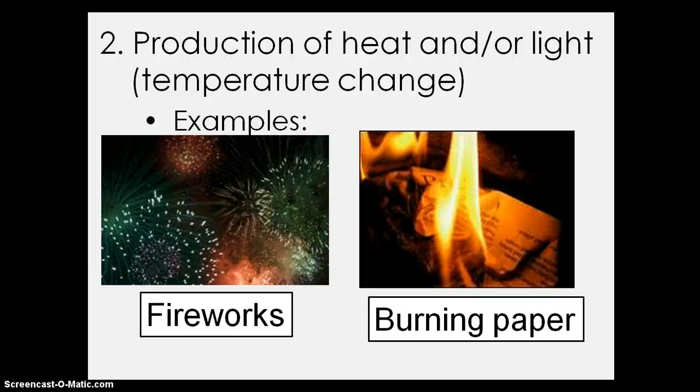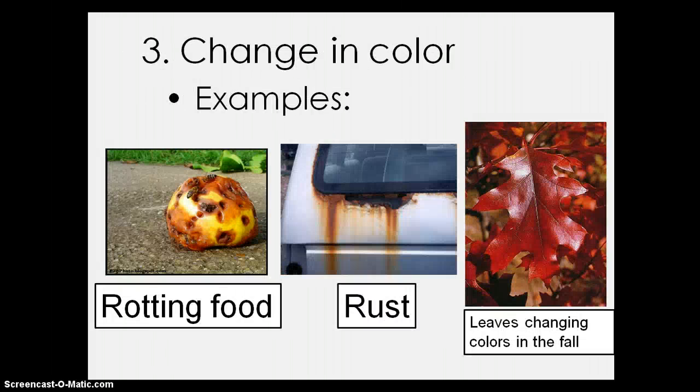A second sign of chemical change is the production of heat and or light. This is when there's a temperature change. So creating fireworks, explosions, burning paper, burning anything creates a chemical change because, again, it cannot go back to what it was. It's no longer the same thing. Paper that's burnt is not the same thing as regular paper. Burnt paper is now ashes and smoke. You can't put the ashes back to make paper.